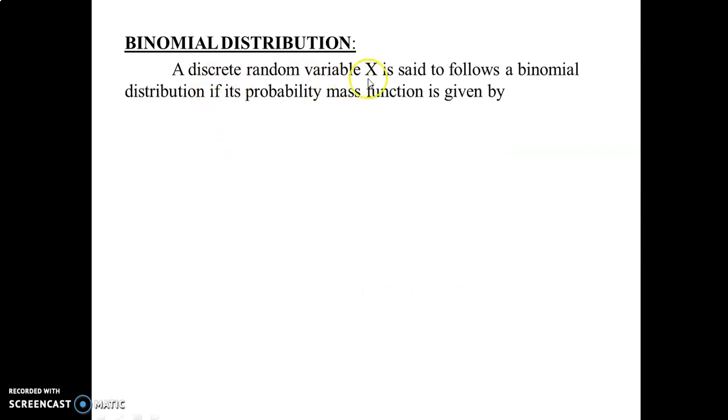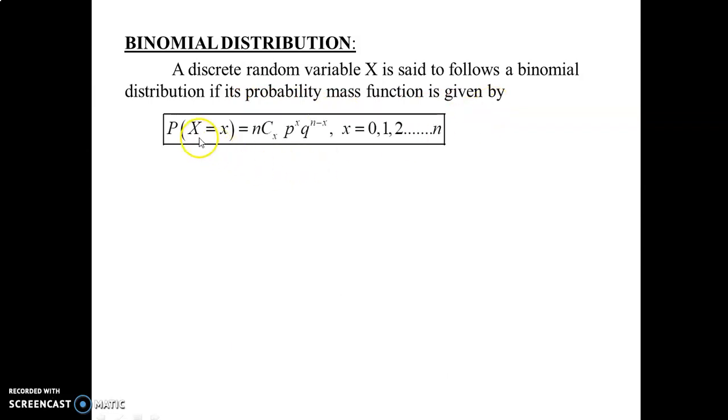The first one is binomial distribution. A discrete random variable x is said to follow a binomial distribution if its probability mass function is given by P of x is equal to nCx p power x into q power n minus x, x equal to 0, 1 up to n. Binomial distribution contains only finite values of x. Very important.